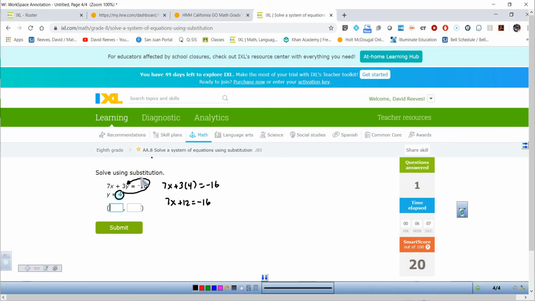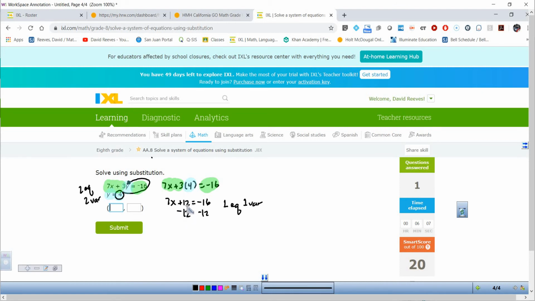All right, so once again, if you take a look right here, I had this top equation. I had 7x plus 3. There's the equal -16. But what did I do? I took out this y right here, and I replaced it with what y was equal to. Y is equal to 4. And again, that took me from two equations with two variables to one equation with one variable, which now I can go ahead and solve using inverse operations.